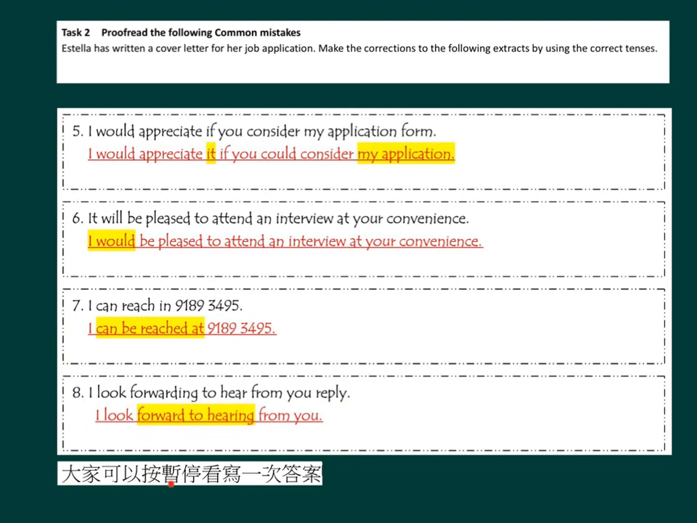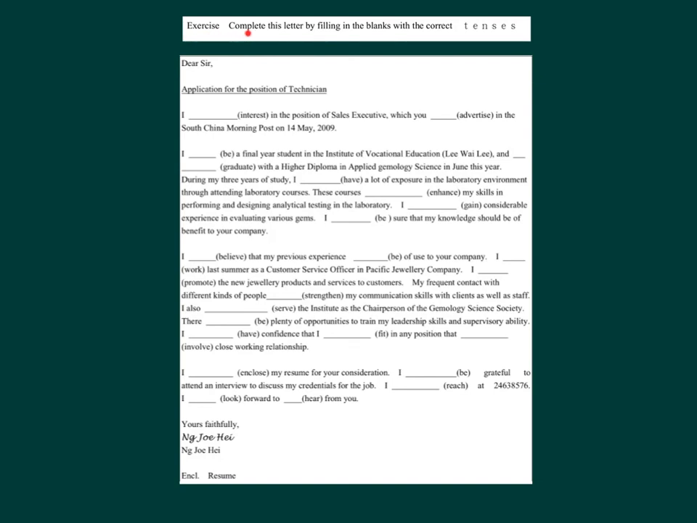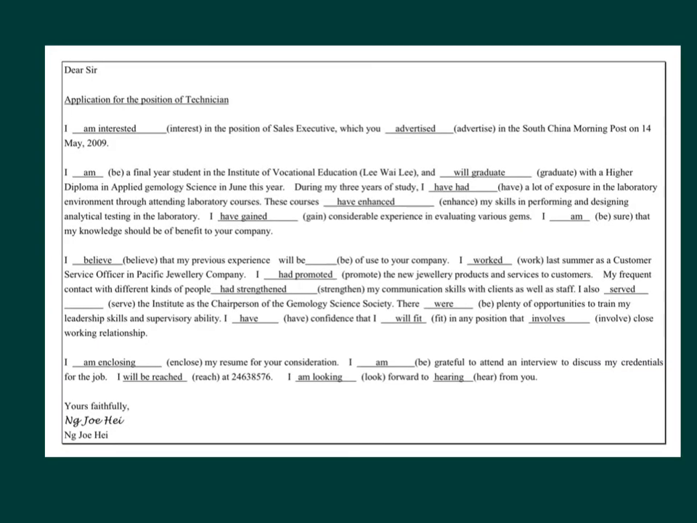Now, do the exercise to test yourself. Exercise. Complete this letter by filling the blank with the correct tenses. Answer key to the exercise.